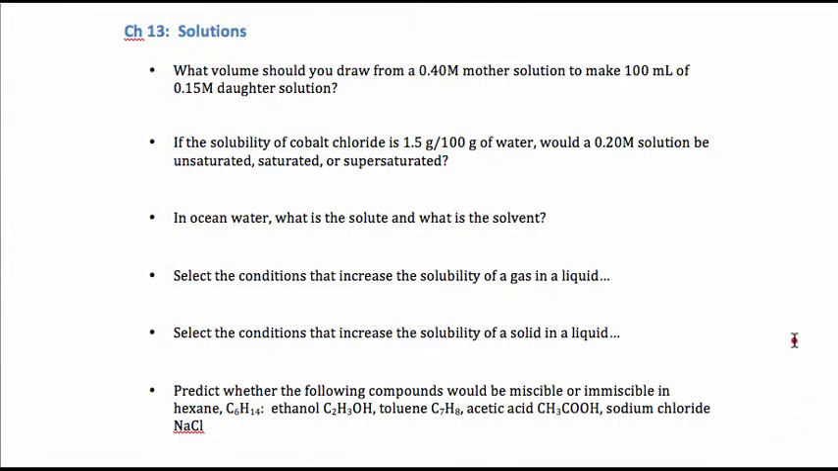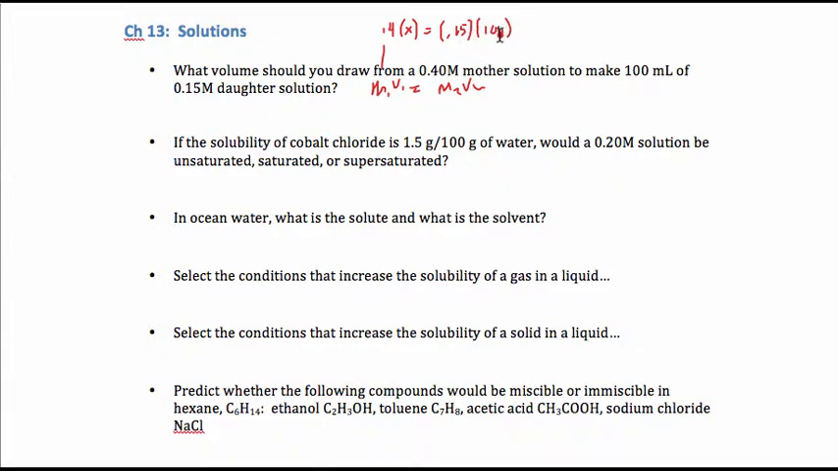Let's move into chapter 13, and we're dealing with molarity a lot in this chapter. What volume would you draw from 0.4 molar mother solution to make 100 mils of 0.15 molar daughter solution? Remember your dilution equation. M1V1 equals M2V2. And our mother solution is 0.4. Goes there. What volume? This is our X. We don't know how much to take of the mother solution, but we do know that our goal is to make 0.15, and we want to make 100 mils of it.